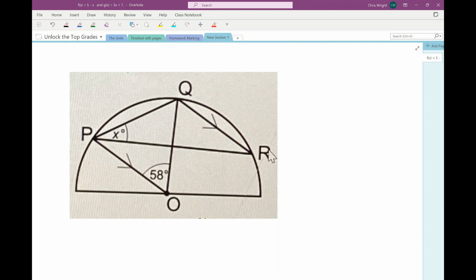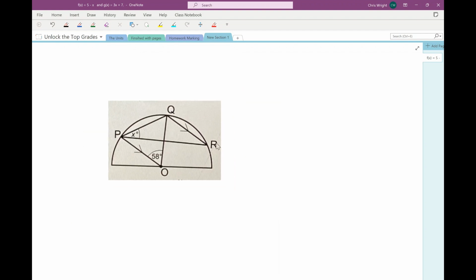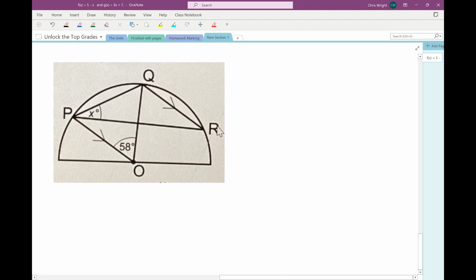We've got a pair of parallel lines which are marked. We've got a semicircle with the centre marked, and we're asked to find angle X given that angle that is marked as 58. Now, before we do anything else, let's spot a few things here.